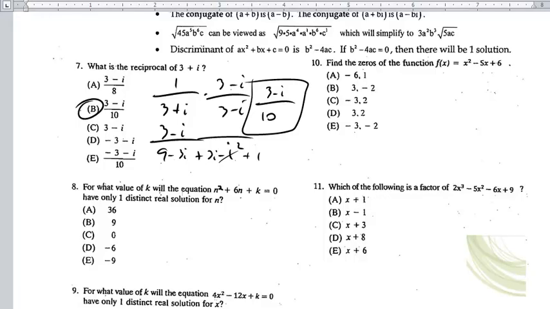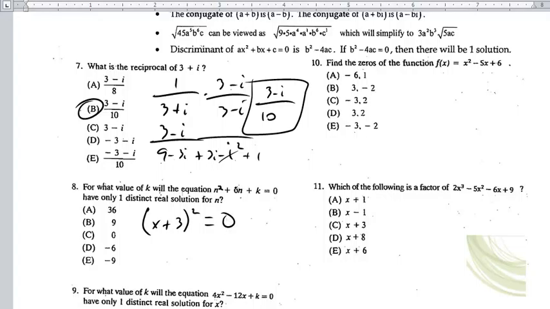Okay, so number 8: for what value of k will the equation n squared plus 6n plus k equals 0 have only one distinct real solution? So what you have to think of, math fans, is if it's a perfect square trinomial. If I factor this, and let's say I got x plus 3 quantity squared equals 0, do you guys agree that would just give me one answer?